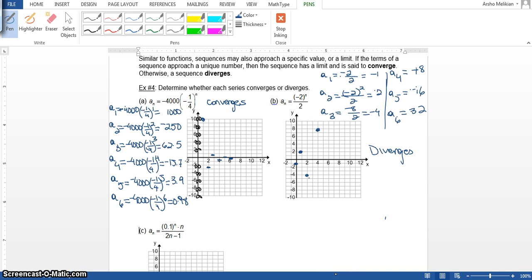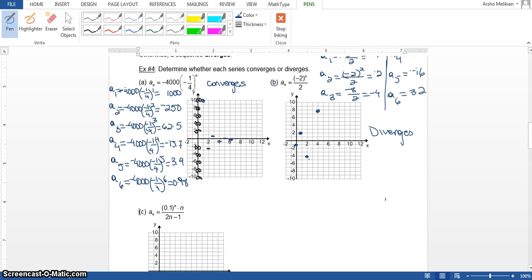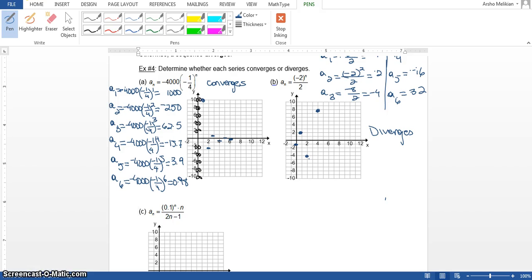Wait, why does it diverge? Because as the terms progress, the numbers are getting bigger and bigger, so they're going into the infinities. It converges if it will approach a specific value. It doesn't necessarily have to be 0. They could be approaching 1 or 5 or negative 2.